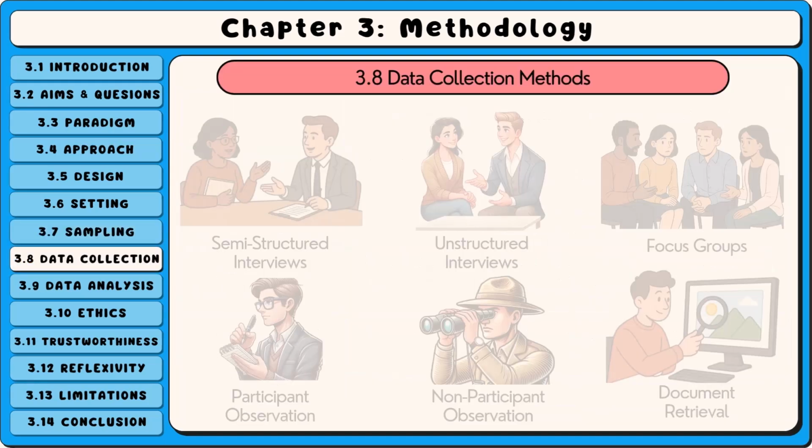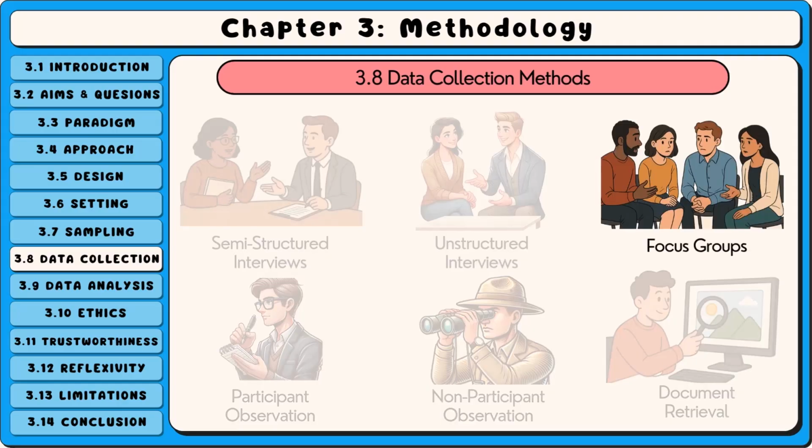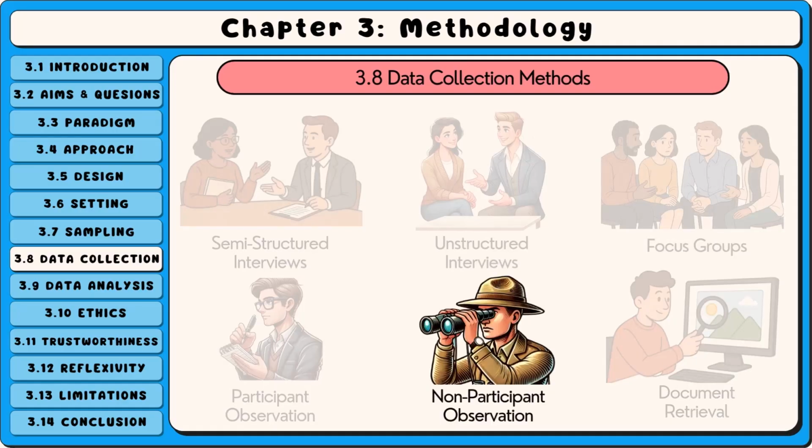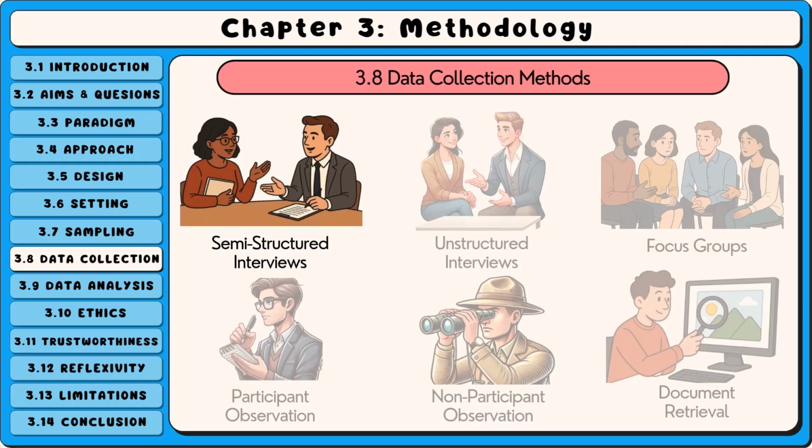Section 3.8 outlines the data collection method that you used. 6 common data collection methods are semi-structured interviews, unstructured interviews, focus group, participant observation, non-participant observation, and document retrieval. I'll outline each of these briefly and then show you how to write about your data collection methods in your methodology chapter. First is the most common method, semi-structured interviews.